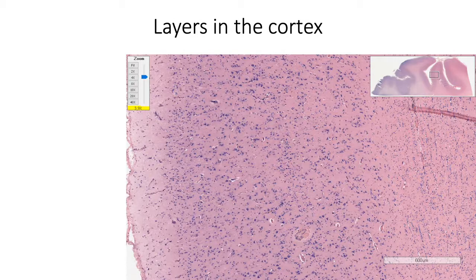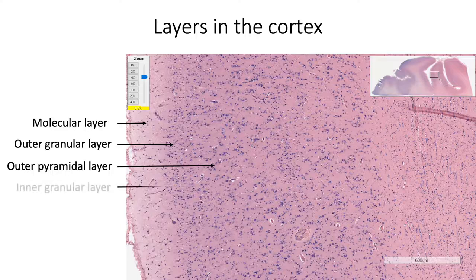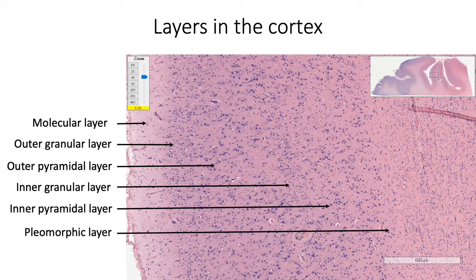In most places, cerebral cortex shows 6 layers. From outside inwards, they are molecular layer, outer granular layer, outer pyramidal layer, inner granular layer, inner pyramidal layer, and pleomorphic layer. Inside these 6 layers of cortex, we also find the white matter.